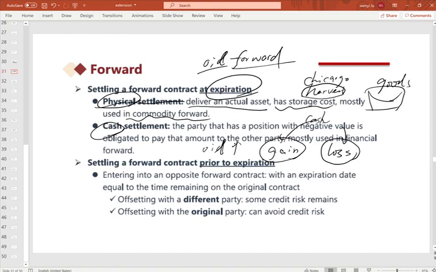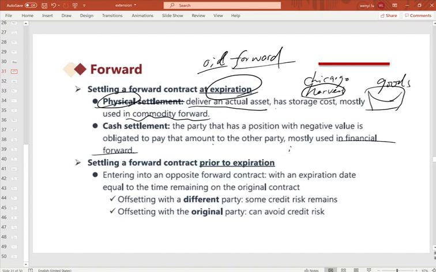Cash settlement is mostly used in financial forwards. For example, like we mentioned, we have the foreign exchange, the currency forward. We also have the interest rate forward. We will see this one very soon.